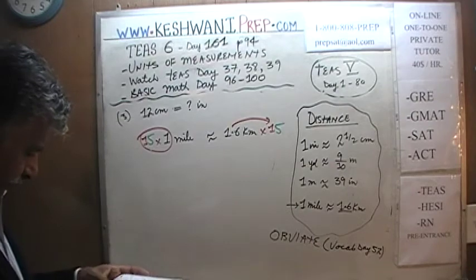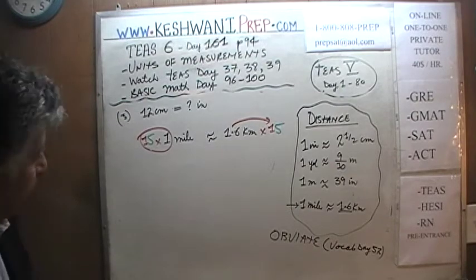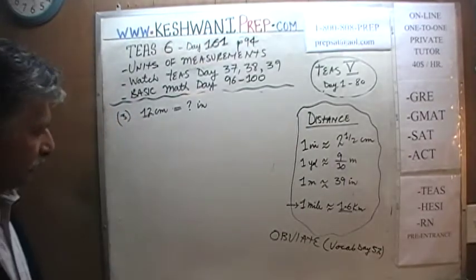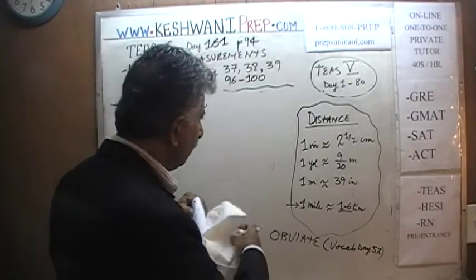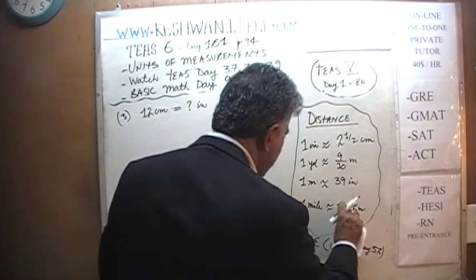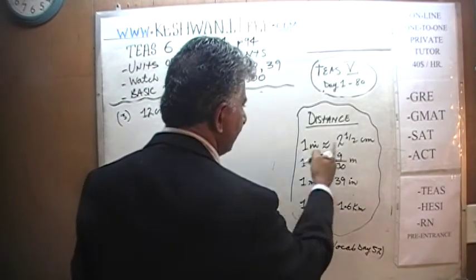Number 4. Oh, number 3. We haven't done number 3 yet. 12 centimeters is equal to how many inches? Let's see what we can do. Which information are we going to use? Where do we need to go to convert inches into centimeters? That's right here.